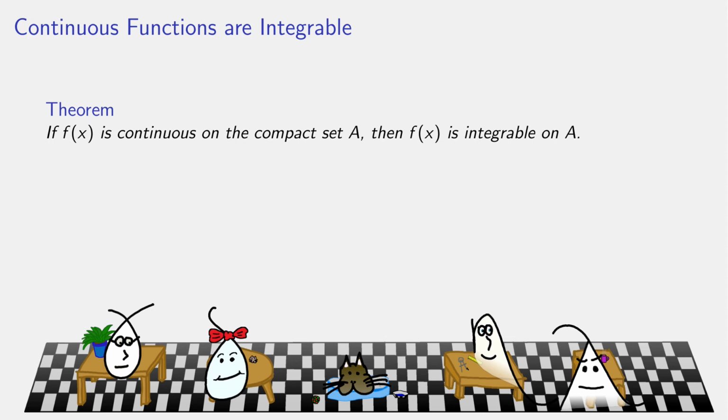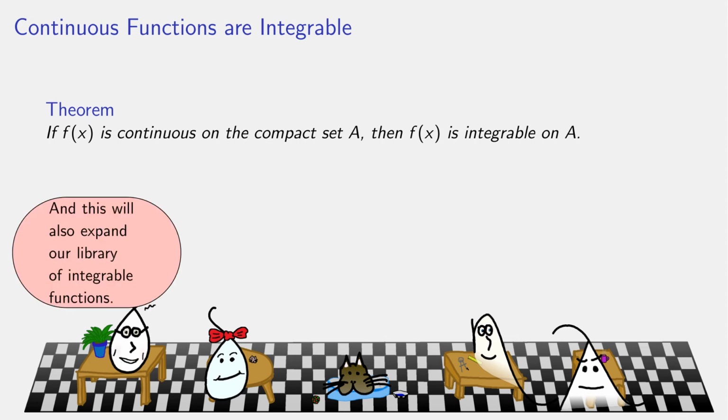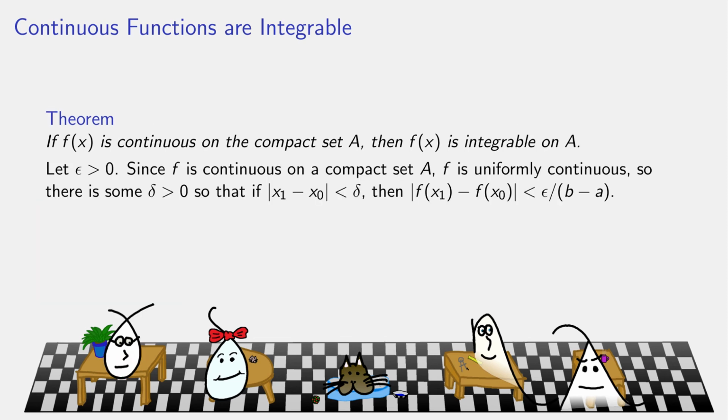Next up, suppose a function is continuous on a compact interval, then it's integrable. And this will also expand our library a lot. Okay, not only are monotone functions integrable, but so are continuous ones. Okay, since f is continuous, it's uniformly continuous. So for an arbitrary epsilon, there must exist some delta. This is now using uniform continuity, so that for any 2 points, if they're within delta of each other, then their values under f must be within a specific value, and I'm going to use epsilon over b minus a, where b minus a is the length of the interval.